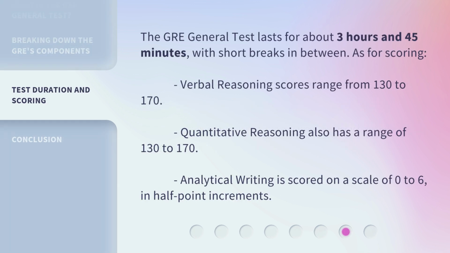The GRE General Test lasts for about 3 hours and 45 minutes, with short breaks in between. As for scoring, verbal reasoning scores range from 130 to 170. Quantitative reasoning also has a range of 130 to 170. Analytical writing is scored on a scale of 0 to 6, in half-point increments.